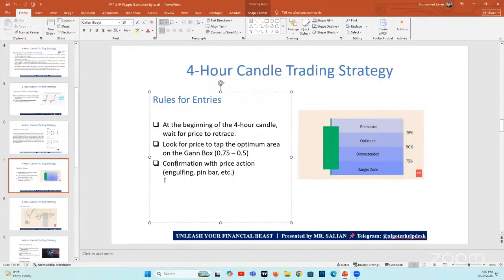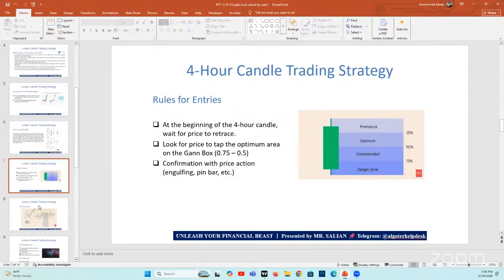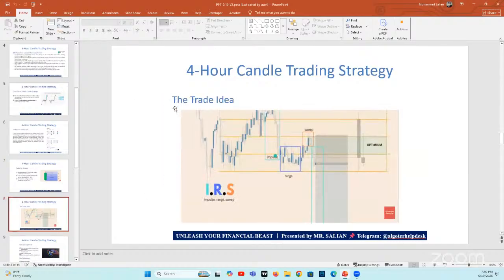Okay. Lastly, confirmation with price action. What is my favorite confirmation pattern? The engulfing candle. Okay, if you cannot find that, you can go with the hammer, pin bar, anything for this confirmation. Okay, but for me, it's the bullish engulfing. Once you all have this together, now the strategy is complete. Okay? Now, moving on.